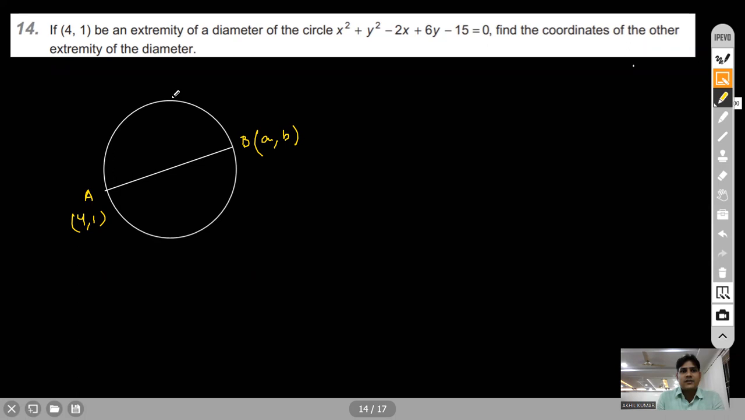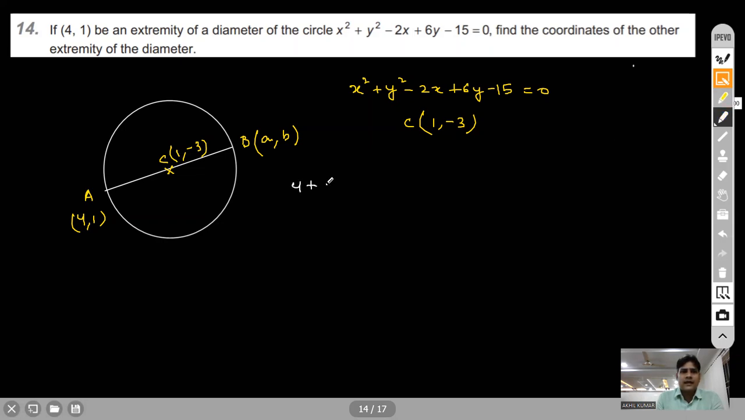But we know the equation of this circle. The equation of this circle is x² + y² - 2x + 6y - 15 = 0. So if the equation of the circle is known, it means we know the center also. What will be the center? The center for this circle will be (1, -3), right? So the coordinates of C will be (1, -3). Now, C will be the midpoint of AB, right?